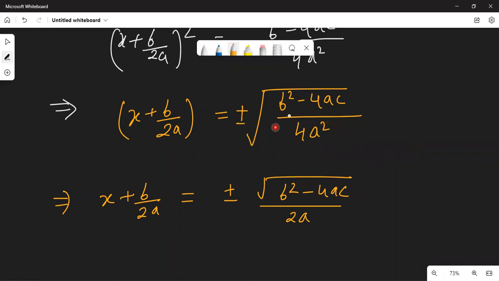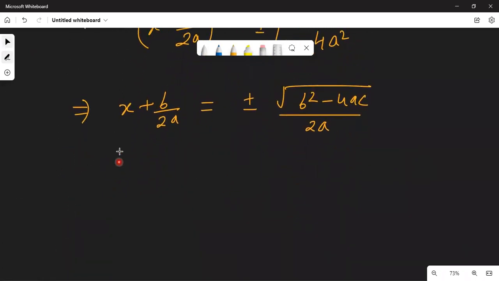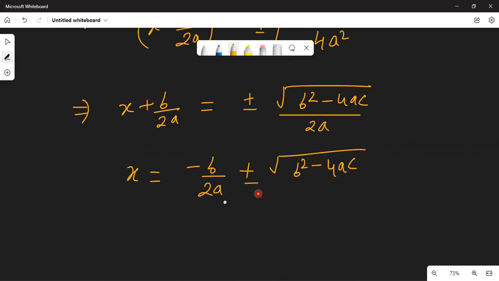Square root of 4a square is 2a, and we can say x plus b by a is equal to plus minus this. Okay, so what is x? x would be minus b by 2a plus minus square root of b square minus 4ac divided by 2a.